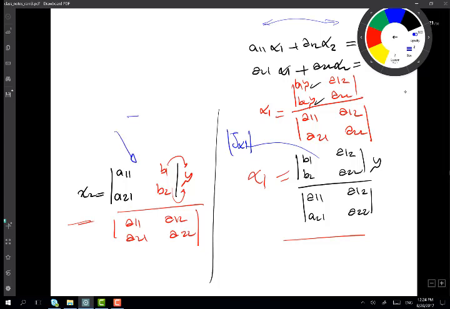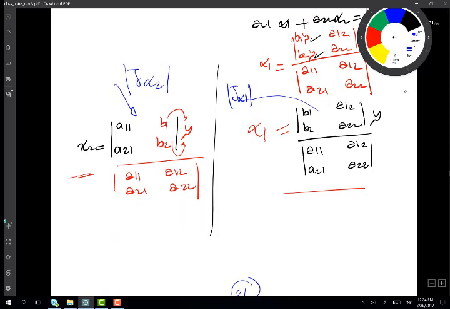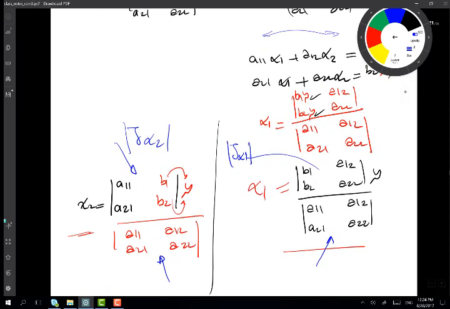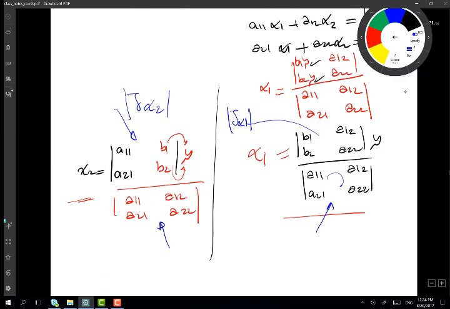Now, I decided to call this Jx2 because I'm getting the value of x2. And then the one underneath corresponds to y, because there's nothing really relevant to y in this matrix.